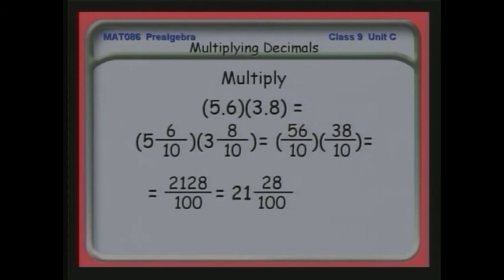Now if I express this as a mixed number, I would get 21 and 28/100. Again, what I would do to get this result is to divide 2,128 by 100, and then the remainder is the 28, which I put over 100. And then I express this as a decimal equivalent, and I see it's 21.28. I notice something. Again, the rule seems to hold.